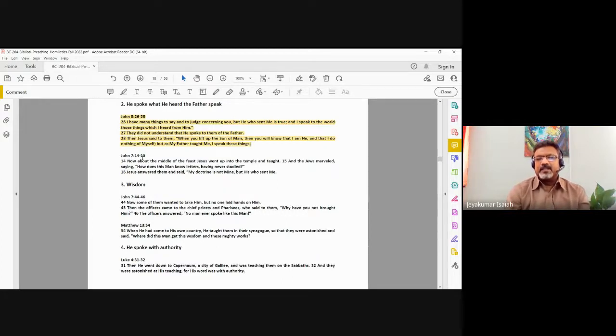The previous chapter says, now about the middle of the feast, Jesus went up to the temple and taught, and the Jews marveled, how does this man know letters, having never studied? Jesus answered and said, my doctrine is not mine, but his who sent me. So he was always watching, he was always listening, and he spent extended times in the presence of the Father. We know the times of prayer, he woke up early before everyone else could, and he went up to the mountain and he prayed. Sometimes he spent whole nights in prayer on the mountain.